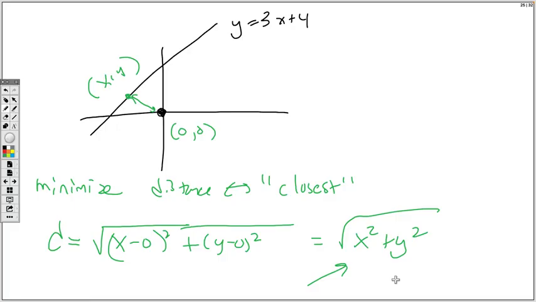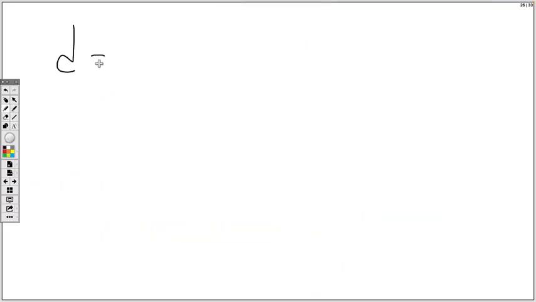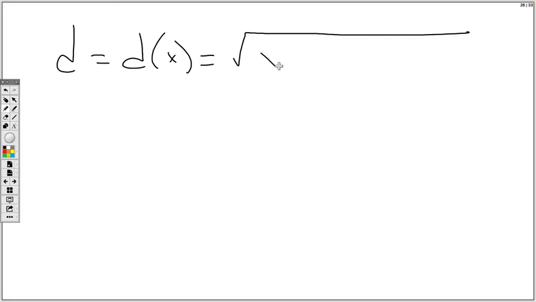We want to get it to a function of what? One variable. So what's the relationship between x and y that we've got going on this line? Oh, that's nice right there for us. You follow? So we'll go ahead and plug that in. So the distance as a function of x would be the square root of x squared plus the quantity 3x plus 4 squared.